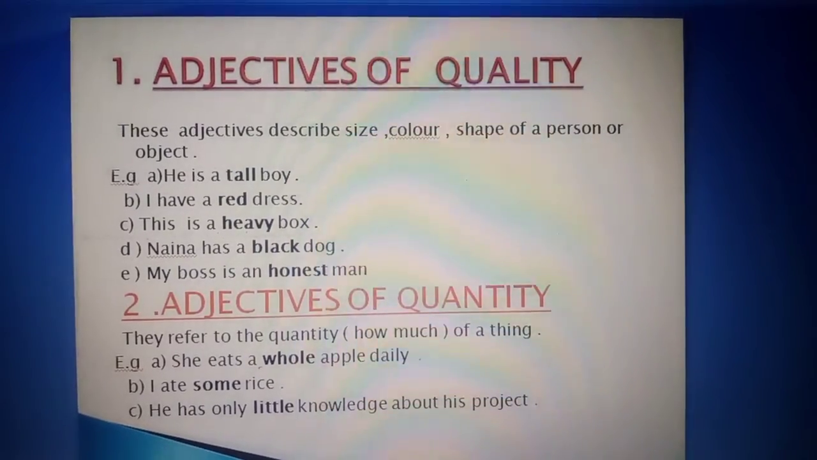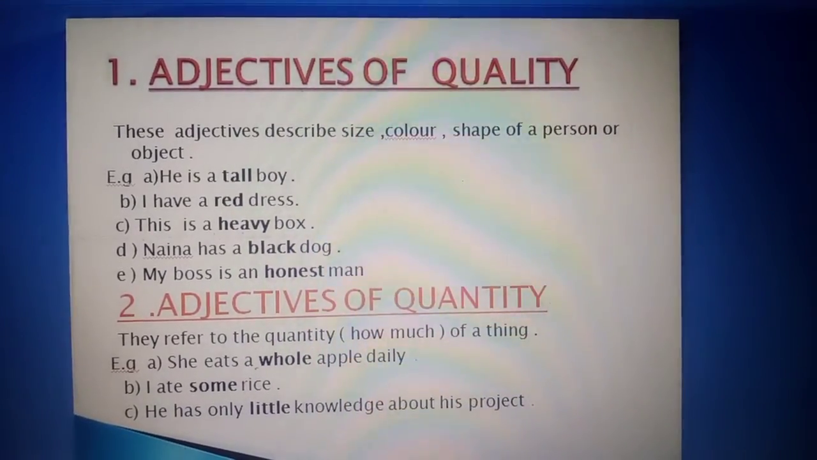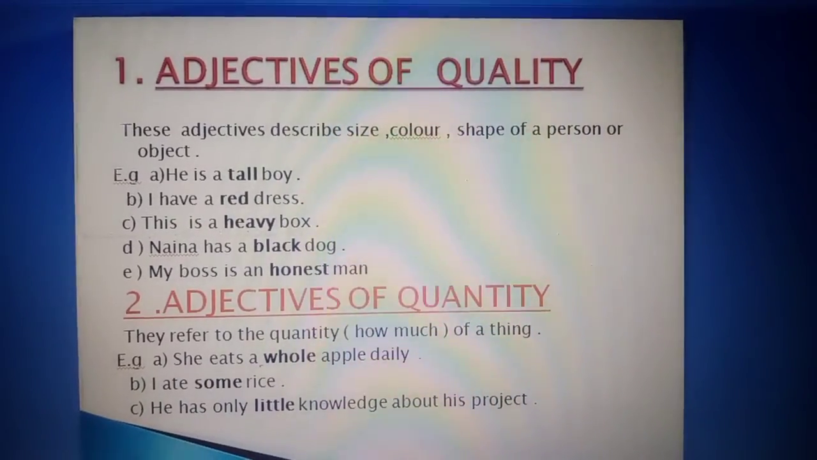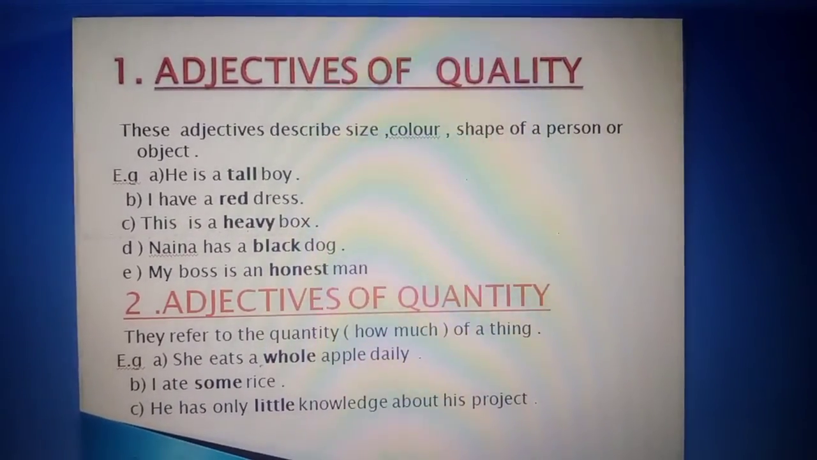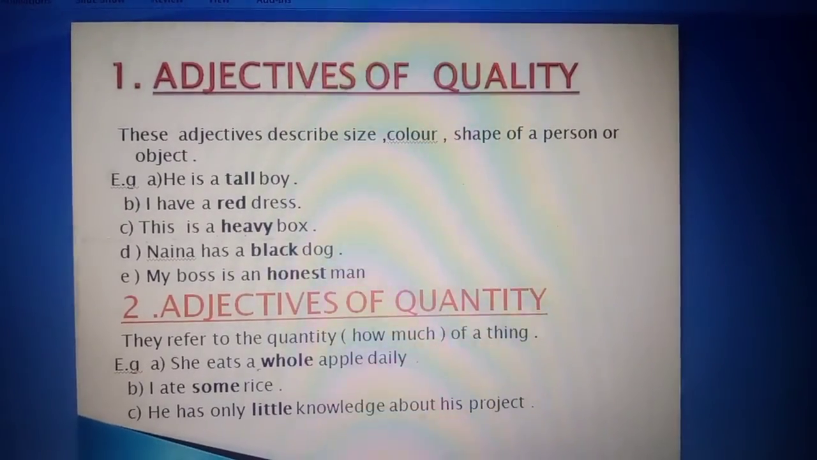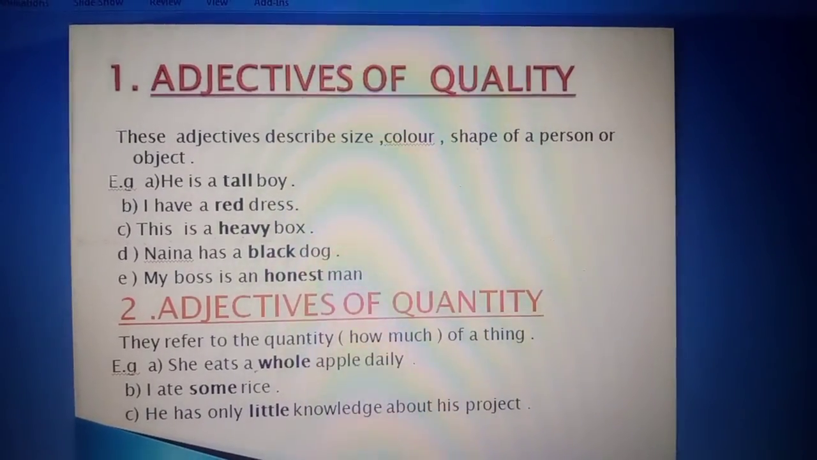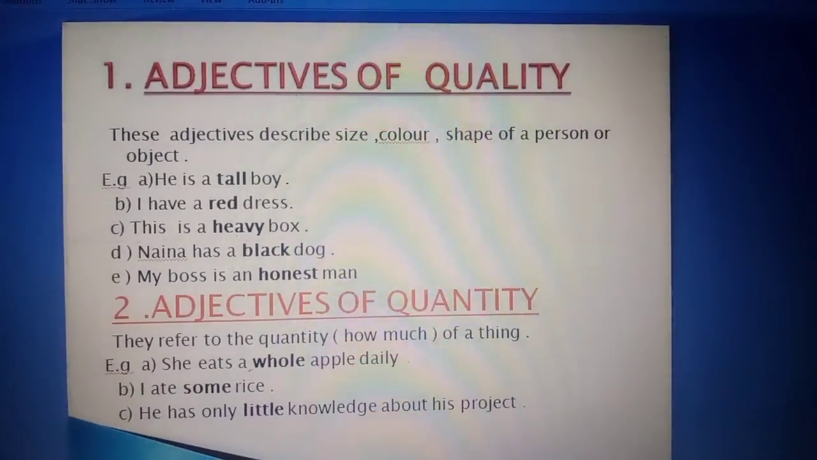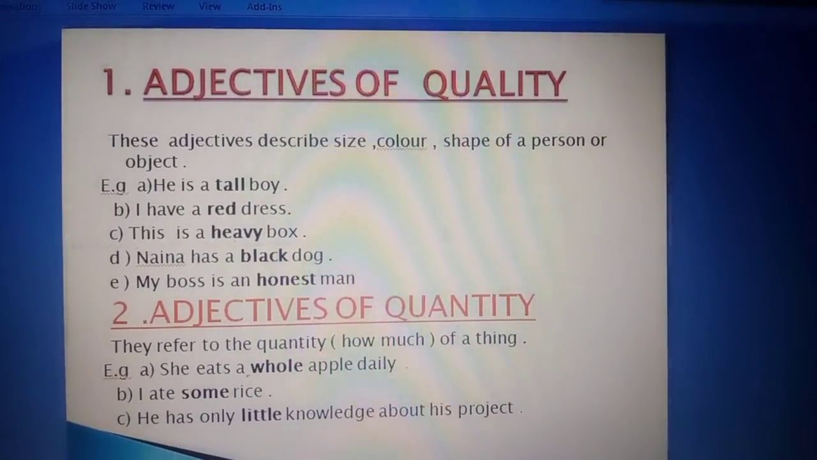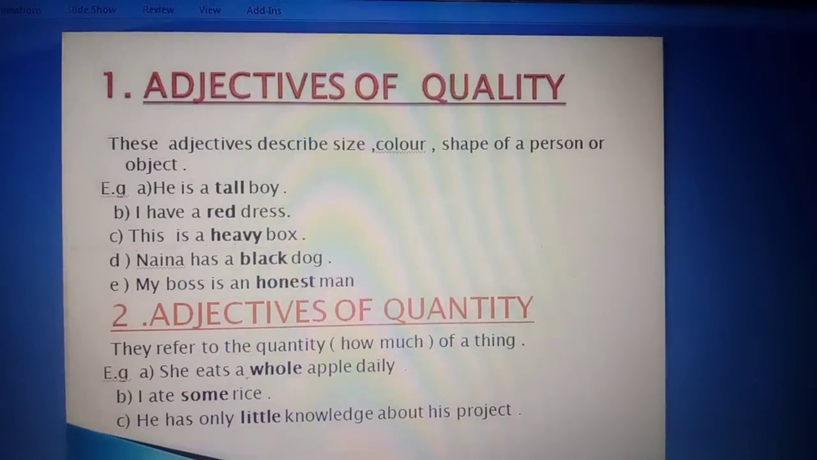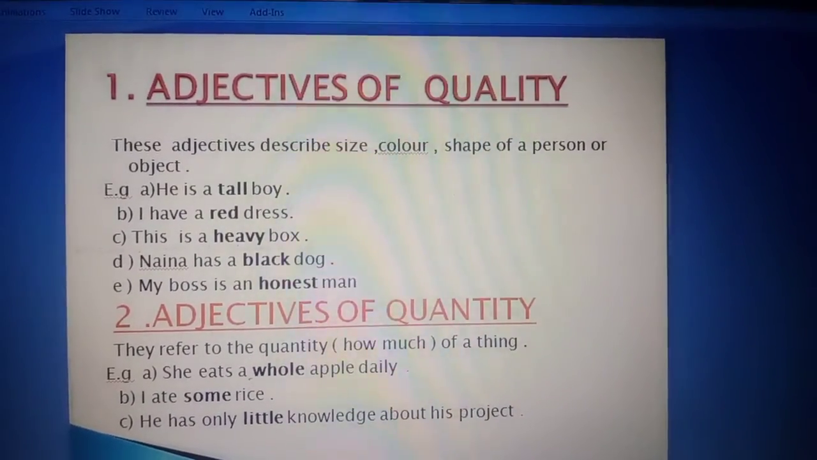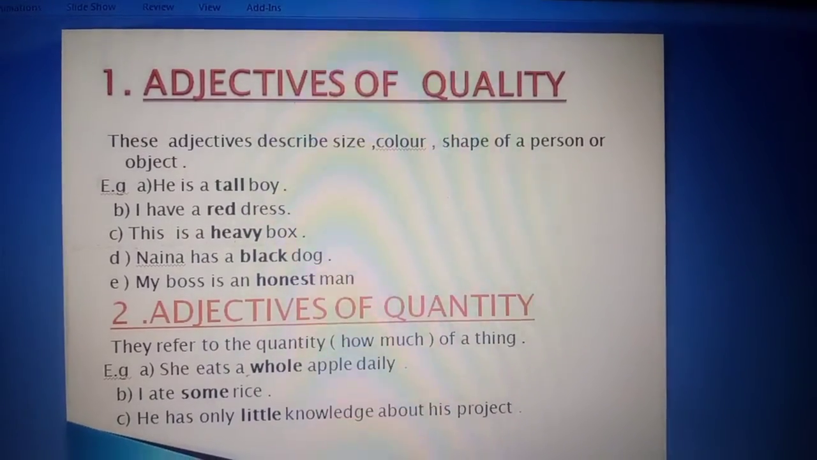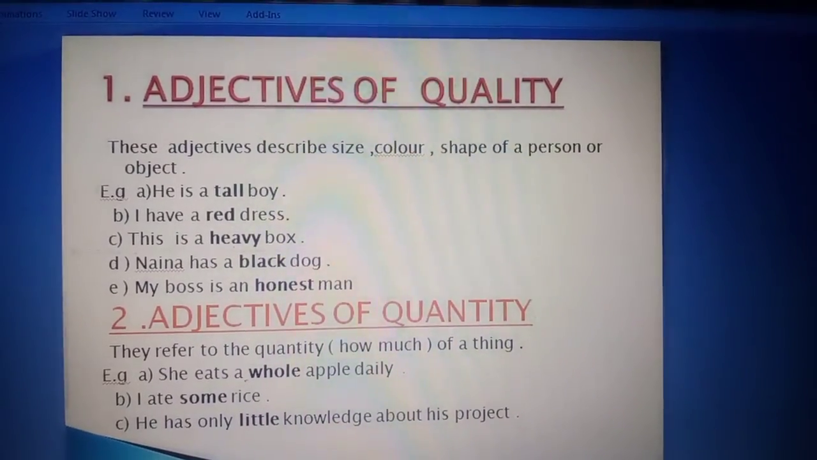So, first comes adjectives of quality. These adjectives describe size, color, shape of a person or object. See the example. He is a tall boy. I have a red dress. This is a heavy box. Nana has a black dog. My boss is an honest man. All the words which are bold, they all are the examples of adjectives of quality.